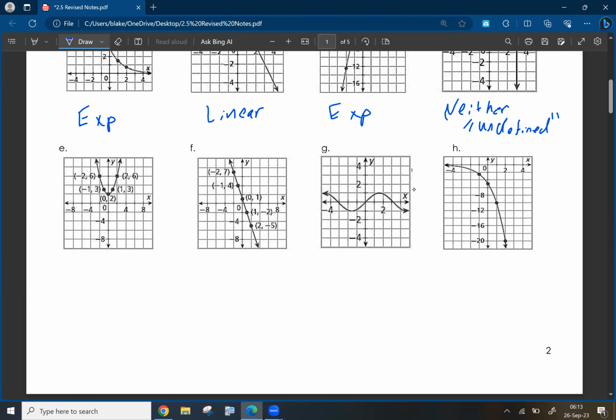E, we have a U-shaped graph, which gives us a quadratic. F, another line, so linear. G is a kind of squiggly line. This is actually a sine function. This is neither linear, exponential, or quadratic. It's actually considered to be a sine function. You know, sine, cosine, tangent, that stuff. A sine function is what that one would be. And then H, again, very similar to A and C. This one is exponential as well.